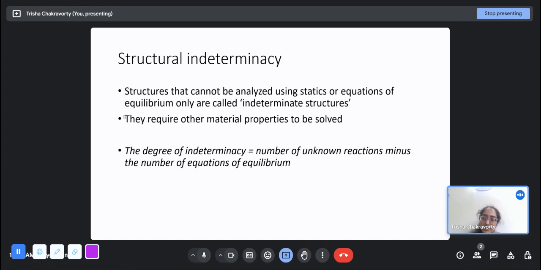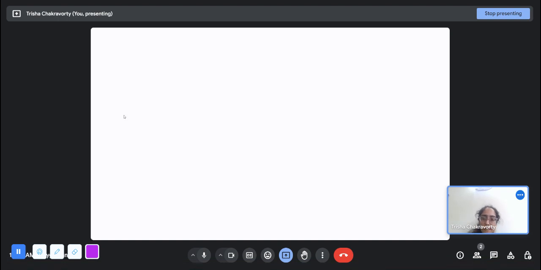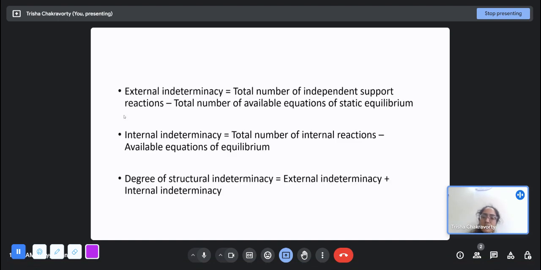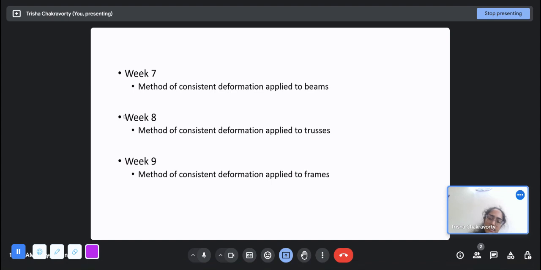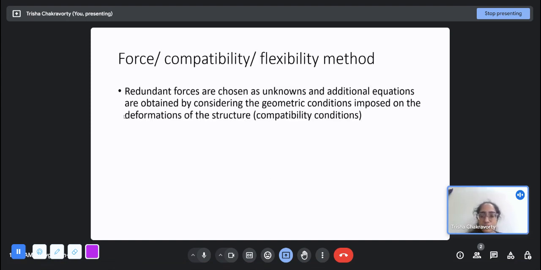Suppose the structure is 3 degree indeterminate. It has three extra reactions than the number of equations. So we need three extra equations to solve the entire system, and this we have already looked at. Weeks 7, 8, and 9 basically deal with the method of consistent deformation, which is applied to beams, trusses, and frames. That is a force method approach, and it is one of the approaches used to solve indeterminate structures. For example, force compatibility or the flexibility method is that approach.